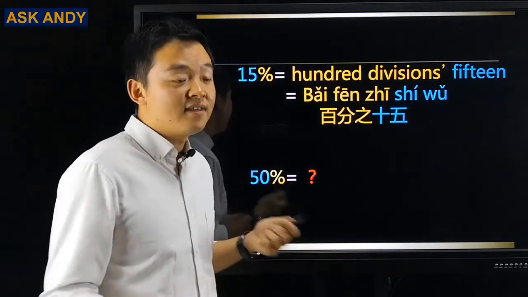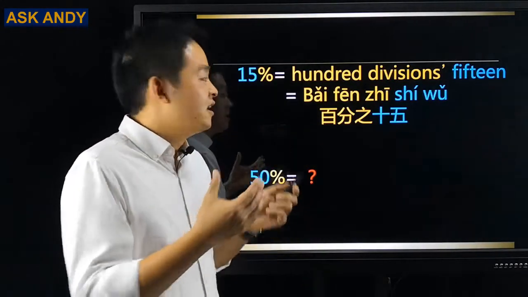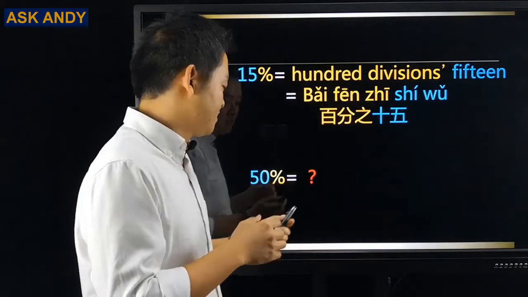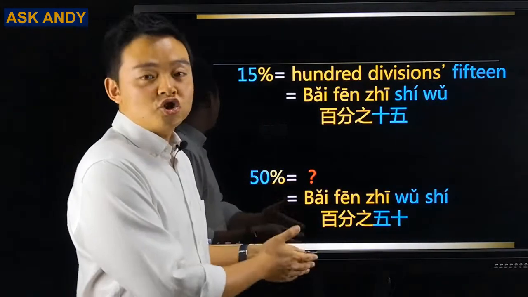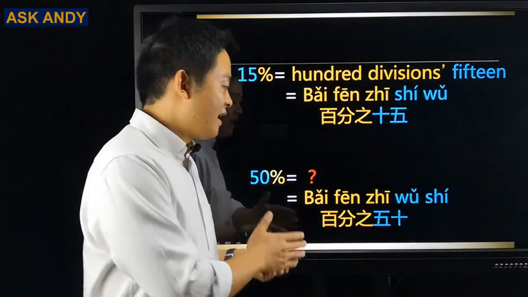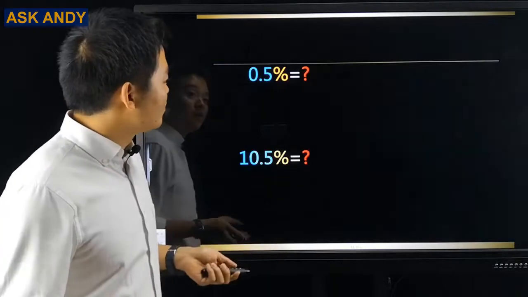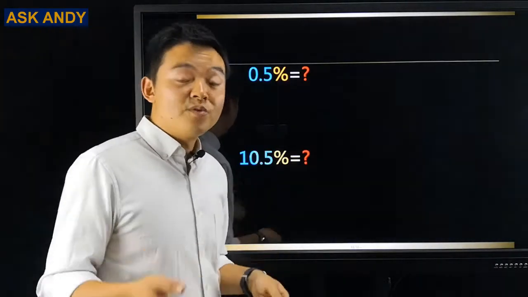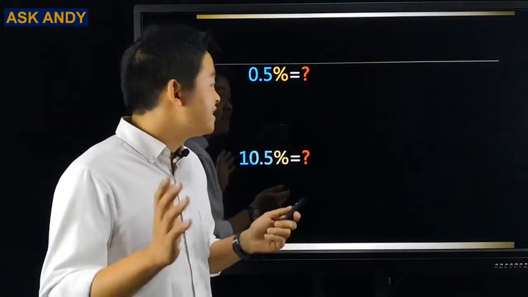50%. Right now you can think about it by yourself. That would be 100 divisions 50, right? So that is 50%. Easy. What about this one? 0.5%. Remember, we need to read all the zeros. This 0, we must read it.